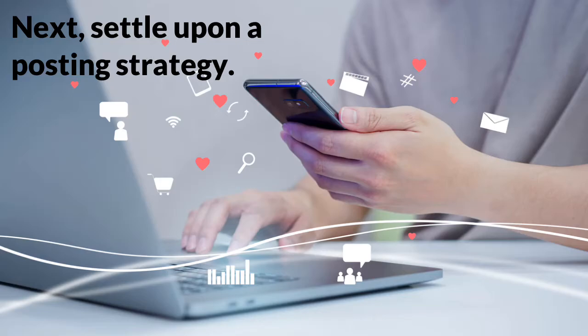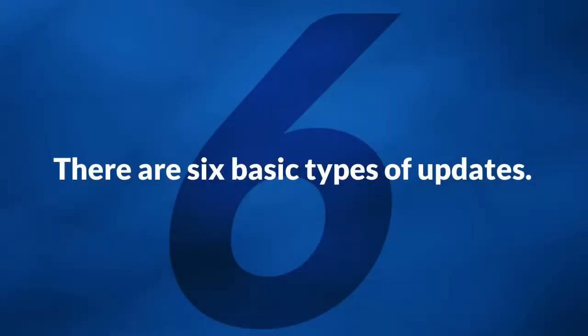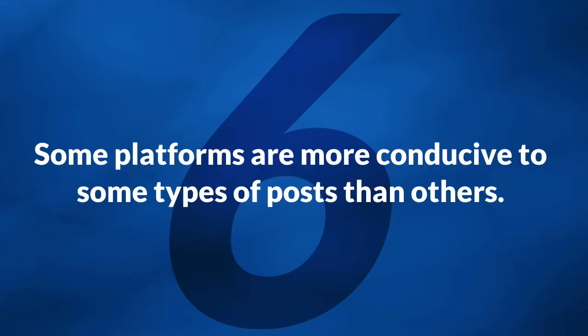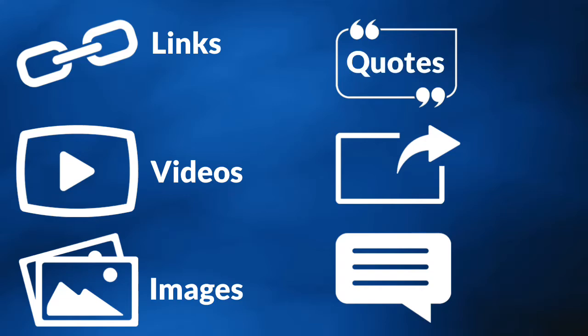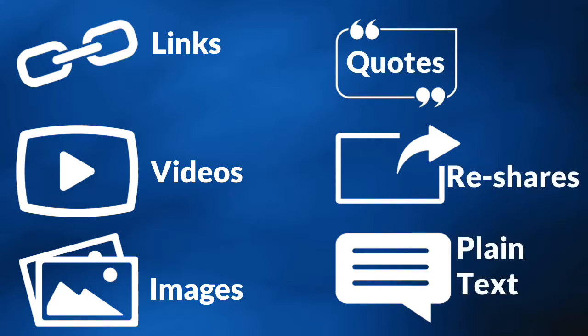Next, settle upon a posting strategy. There are 6 basic types of updates that you can post, and some platforms are more conducive to some types of posts than others. These posting types are links, videos, images, quotes, reshares, and plain text updates such as excerpts from your book. What type of posts you use depends largely upon the platforms you have selected.